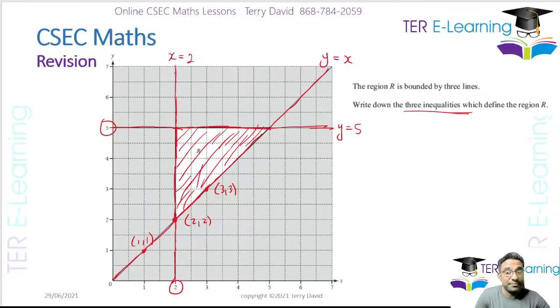So that's your first step. Your first step is to come up with equations. That's it, right? That's your first step. Now, that's not the answer, right? That's not the answer. You want to shade a region.